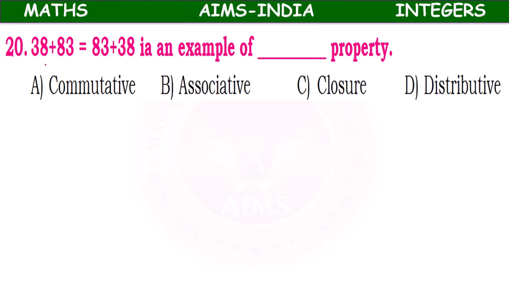Next. So 38 plus 83 equal to 83 plus 38. Means we can add in this way or this way. Two numbers can be added in any way. That is called commutative law.